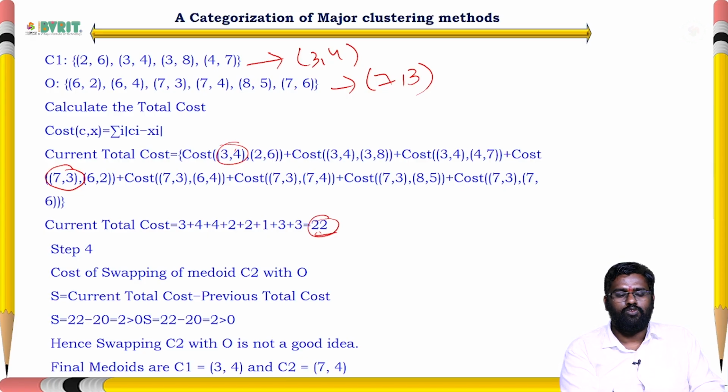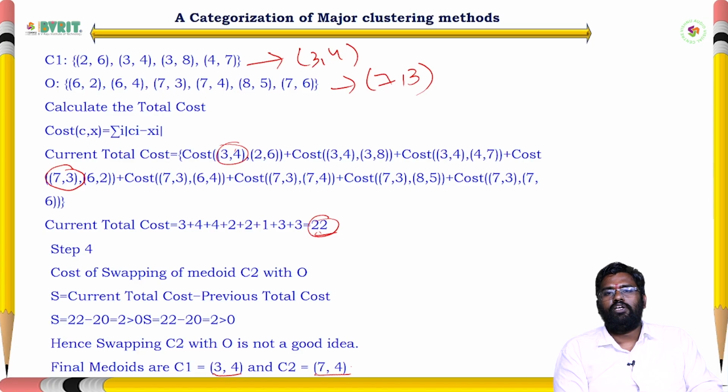Now the swapping of C2 with (7, 3): the current total cost minus the previous total cost is used to find out whether we need to change the values or not. The previous value is 20 and the newly obtained value is 22. So 22 minus 20 is greater than 0. That means it is not a good idea to change the value (7, 4) to (7, 3). So we choose the C1 value as (3, 4) and the C2 value as (7, 4) only. They reach our exact values, so we stop the process here. The change to (7, 3) is not accepted in this algorithm. This is about the K-Medoids algorithm. These are partitioning method algorithms.